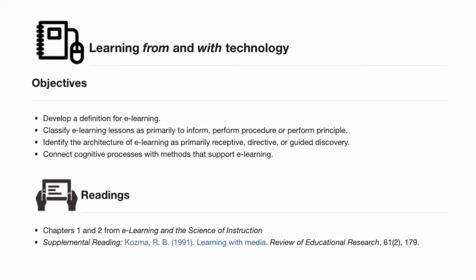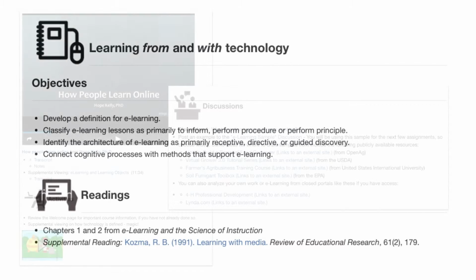Let's take a look at the first objective from this weekly module as our example. It states that students will develop a definition for e-learning. Now, I look to the readings assigned and note that the assigned chapters cover what e-learning is, and this will help students formulate their own definitions.